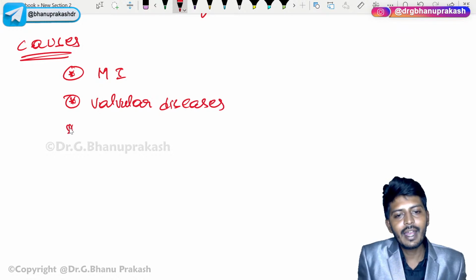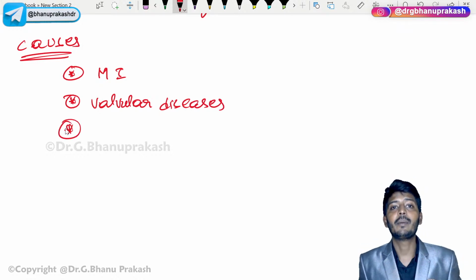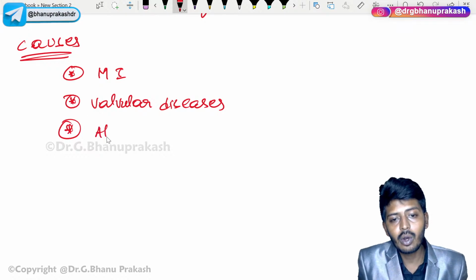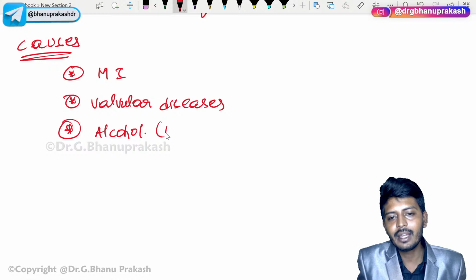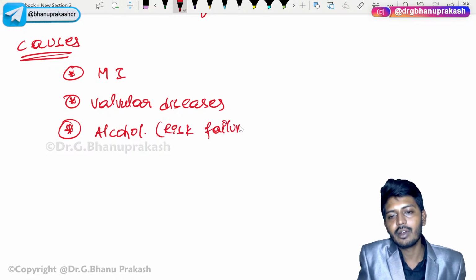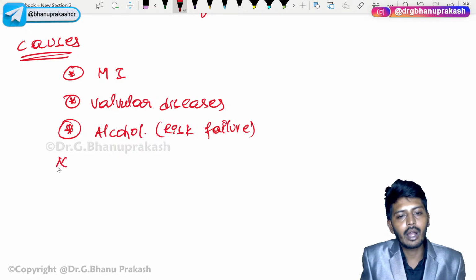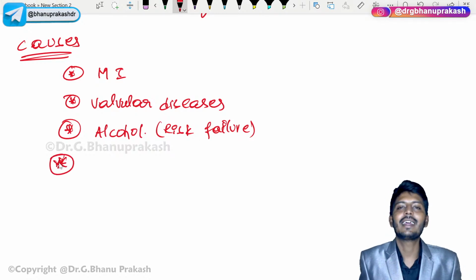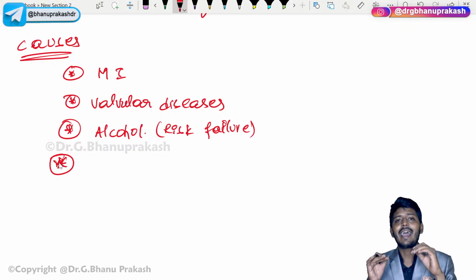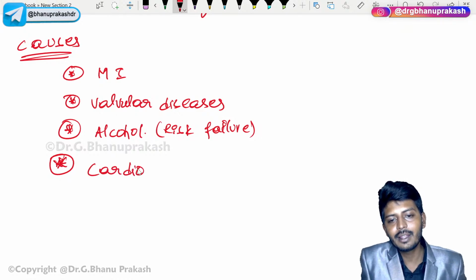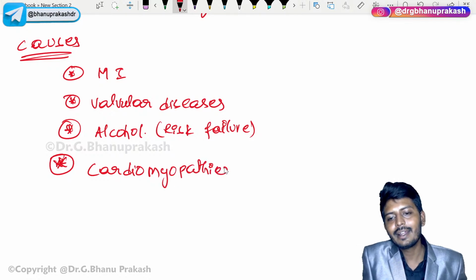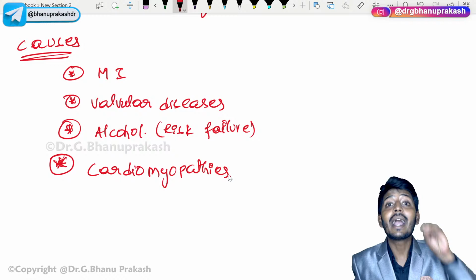Then apart from that, remember one of the most important things, that is alcohol and smoking. Alcohol is a risk factor, I can say, rather than a main cause. I can call it a risk factor of your heart failure. Apart from that, there are other important causes such as cardiomyopathies. These are the diseases which are associated with the myocardium itself.